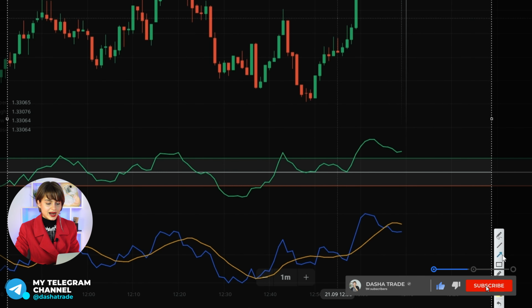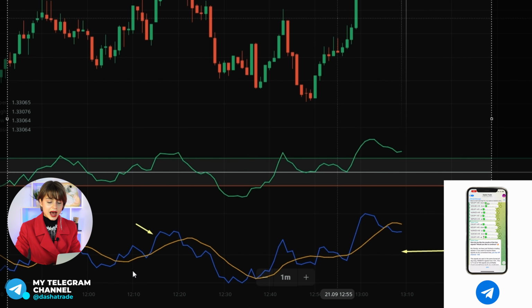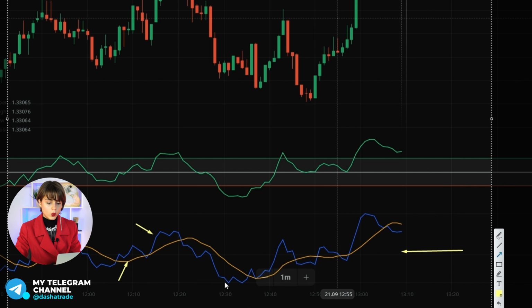Okay, guys. The first one we're using is momentum. It shows two lines. One line is faster and it watches almost every movement on the chart, and second one is more like a trend one, and it's slower. We need to pay attention to intersections between those lines. So, if we see such an intersection, when the blue line is intersecting the yellow one from bottom to top, it's a signal to bet higher.